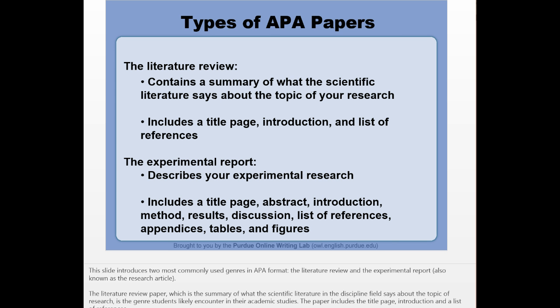So when you're doing this literature review, it only needs to have a limited amount of APA format. You don't need to have the full APA format. So you're talking about a title page, the introduction, the body of the paper, which isn't included in this description, and then the list of references.